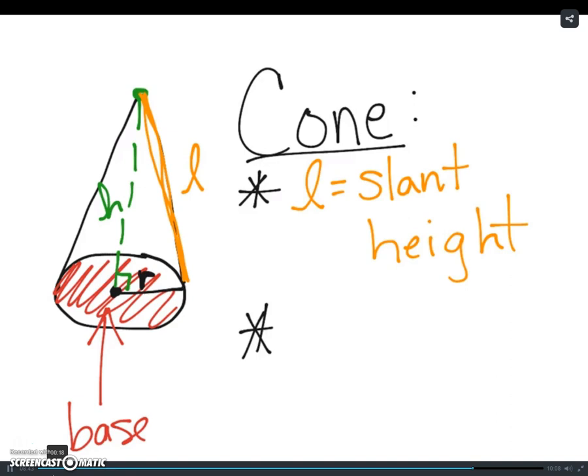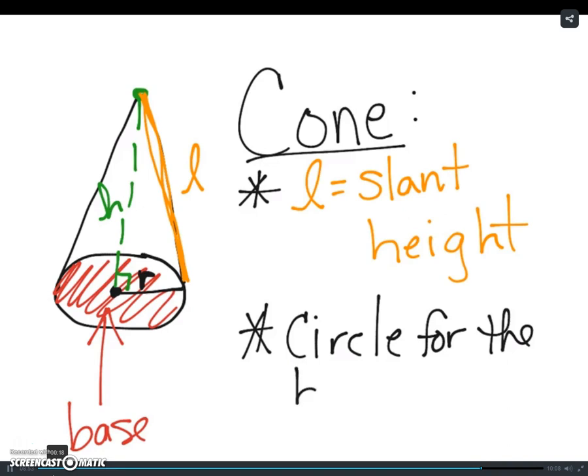So that's a cone. It has a circular base, and it has a slant height. That's going to be really important. And pyramids have a slant height too. We'll cover that again in class. I just want to be sure I remind you here.